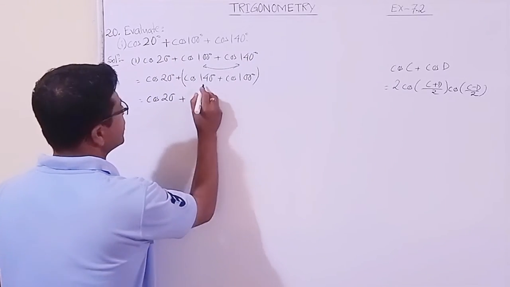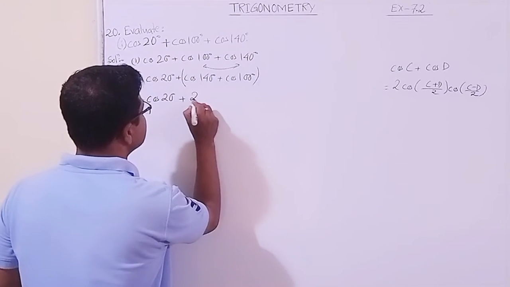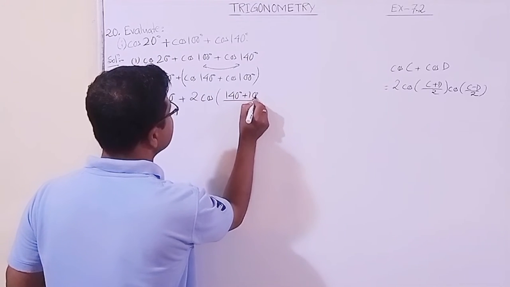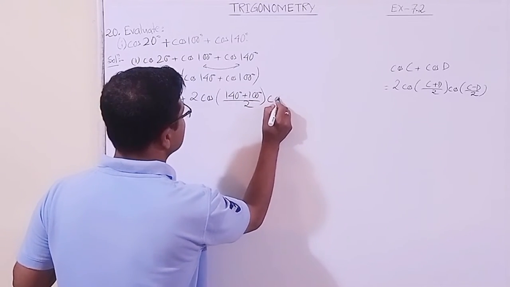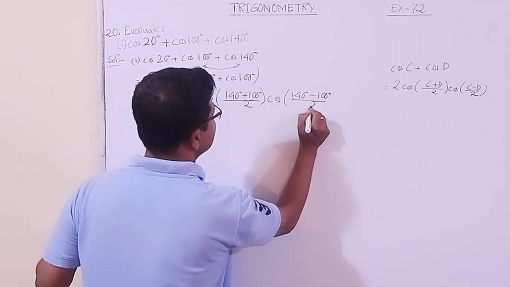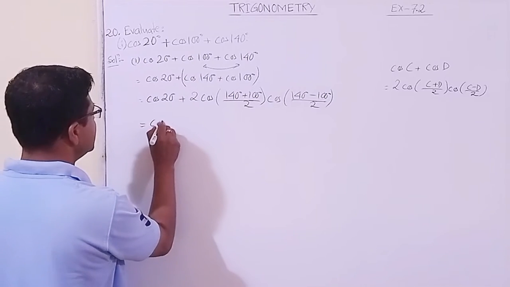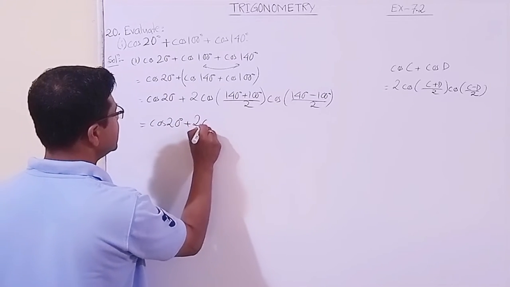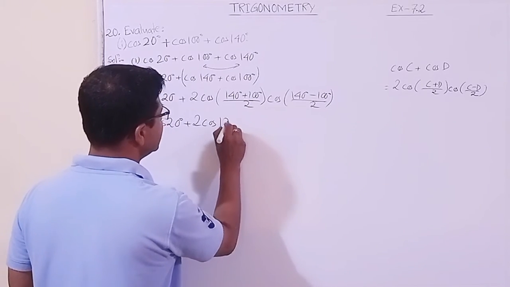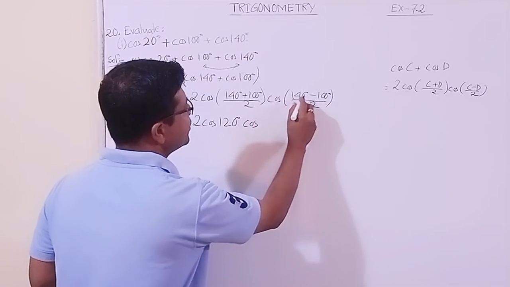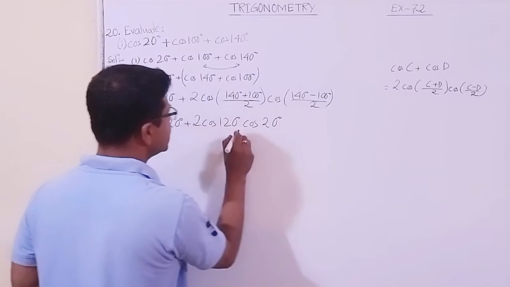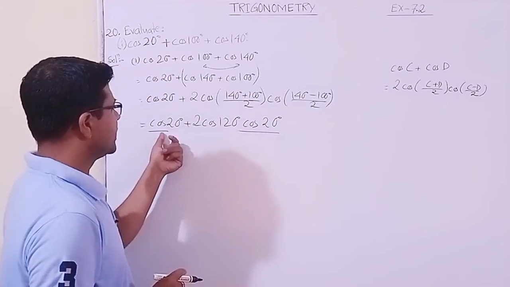There is a reason. Now cos C plus cos D, twice cos of (140 degree plus 100 degree) divided by 2, then cos of their difference, (140 degree minus 100 degree) divided by 2. Okay, now you see, if we simplify it further, what we'll get? This is twice cos. 140 plus 100 is 240. 240 divided by 2 is 120 degree. Cos 140 minus 100 is 40. 40 by 2 is 20. Now you may understand. You see, these two are the same angle, cos 20.